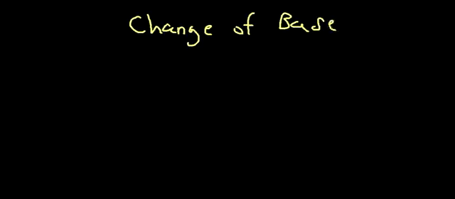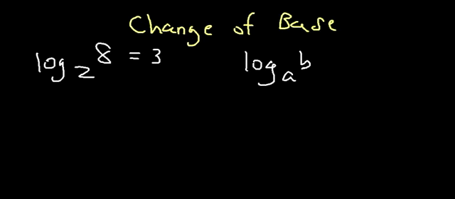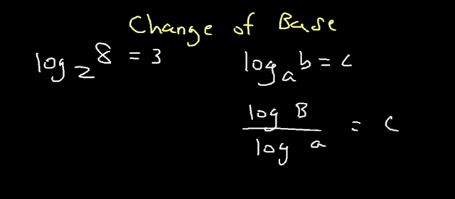Now let's talk about the change of base formula and how to use it. Earlier we said that log base 2 of 8 is 3. Here's the change of base formula. Log base a of b is equal to c. You can also do this: log of b divided by log of a is also equal to c. That's the change of base formula. This new base x could be anything. It could be 12, 5, 24. It doesn't really matter. Whatever you want it to be, it can be.